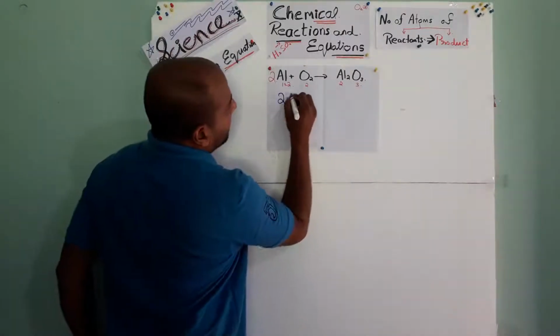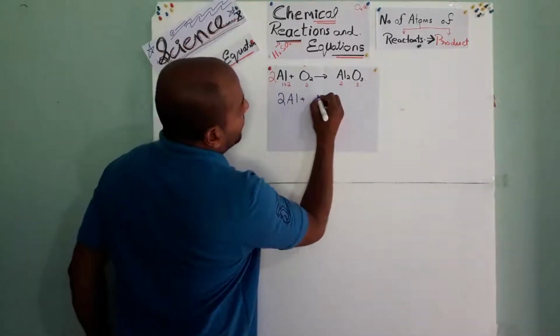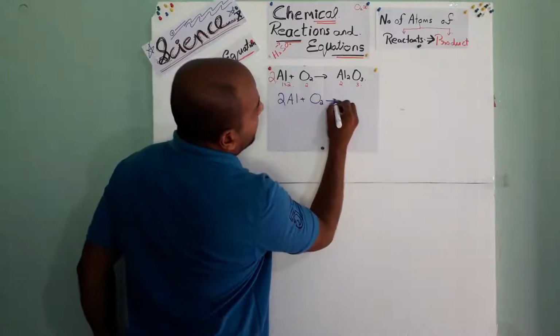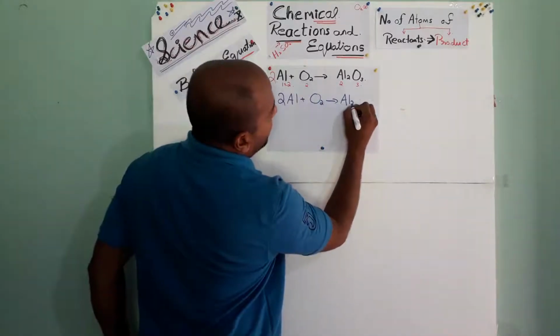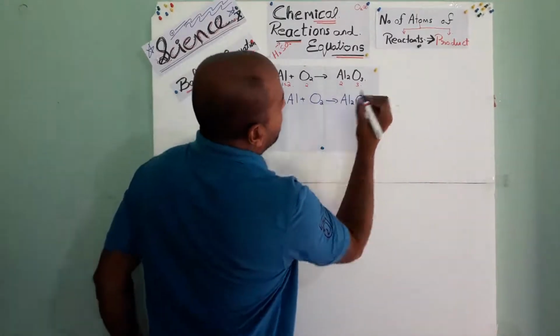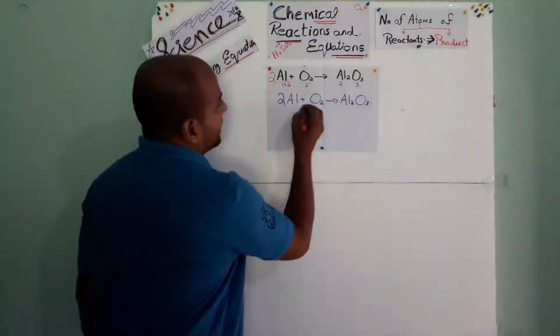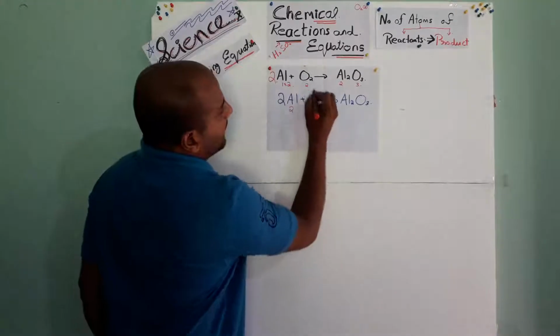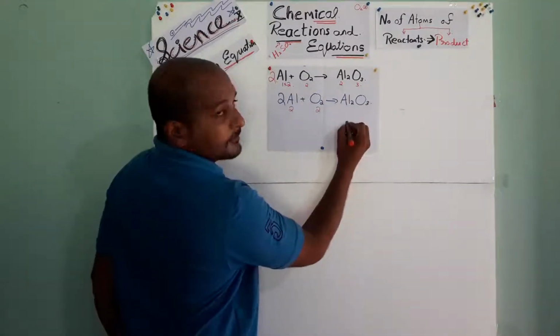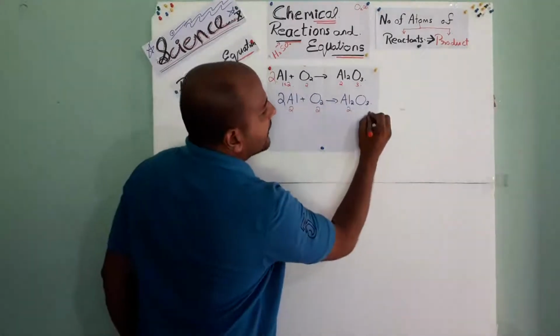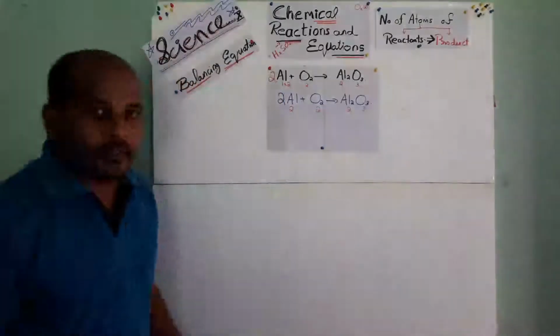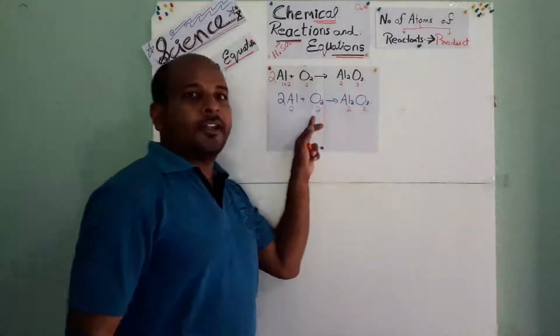2Al plus O2 gives Al2O3. Okay. Again we can write the mass, so not the atomic numbers. Here 2, here 2, here 2. Again we get 3. Here oxygen is 3, here oxygen is 2.